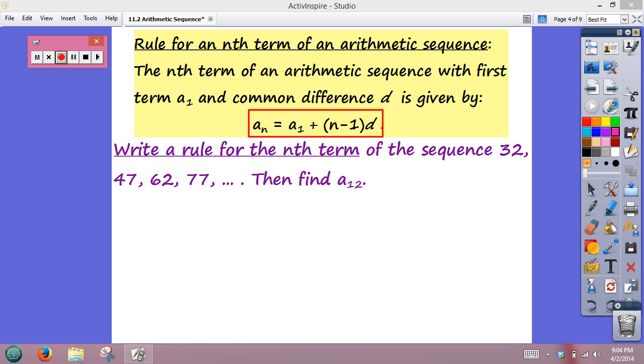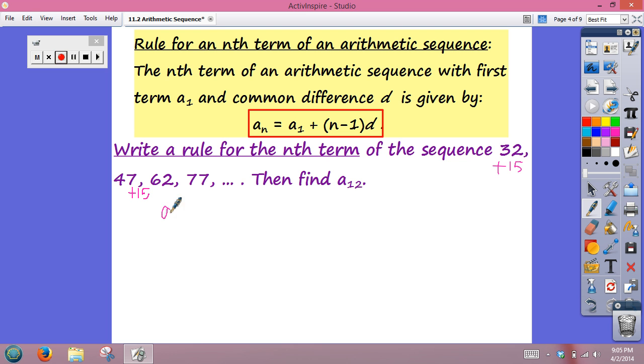The first thing we want to do is find d. So how did we get from 32 to 47? Well, we added 15. How did we get from 47 to 62? Again, we're just adding 15. Since we know what our common difference is, we can start plugging numbers into the equation given above.